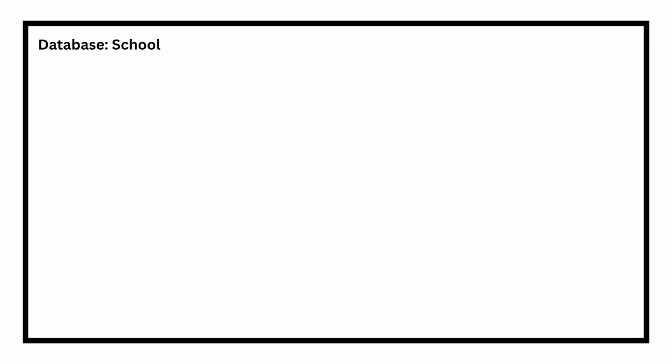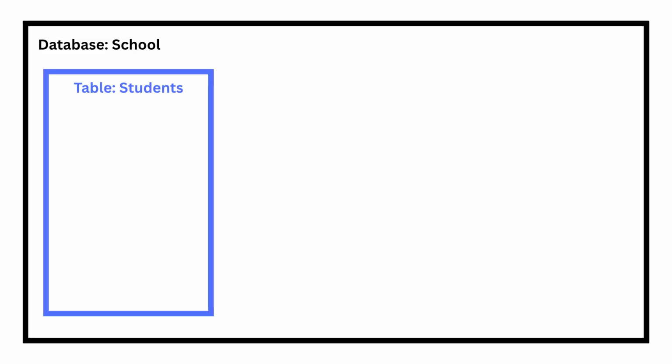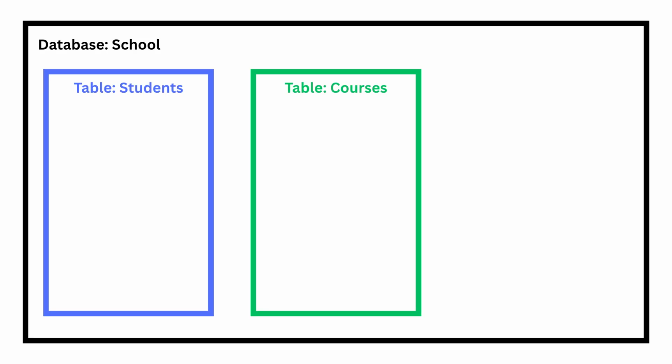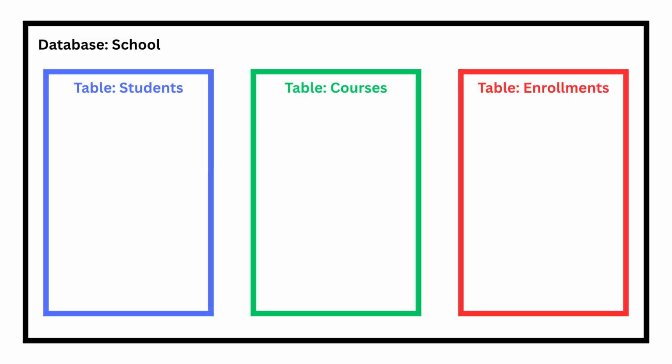Here on the screen, we have a school system. The database for this would be called school because it holds all of the data for that school. Each table here holds a list of different information about the school. In this example, we will have a table for the students enrolled there, a table for the courses that are taught there, and a table for enrolments, which tells us which students are on which course.